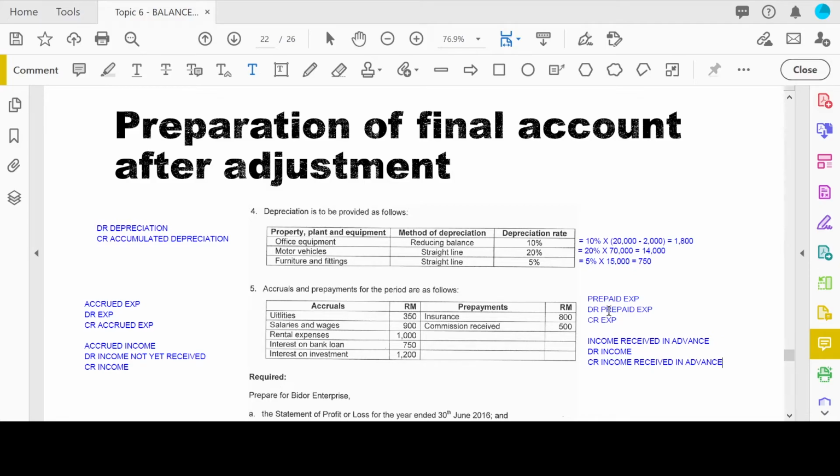Now let's focus on the adjusting entry that we have to prepare here. The first one is related to utilities. So accrued expense, meaning that you have to debit utilities, credit accrued expense. Utilities is an expense account and has a debit balance. So when you debit, you are going to add another 350 because the balance in the trial balance is understated.